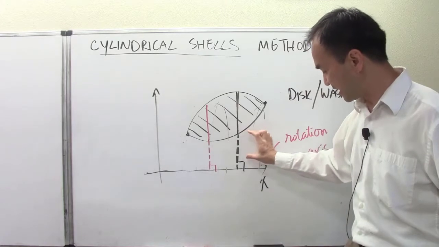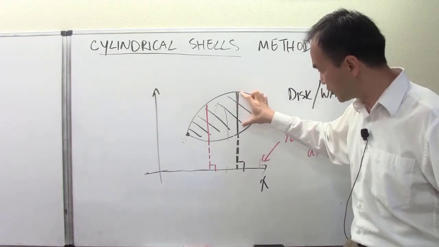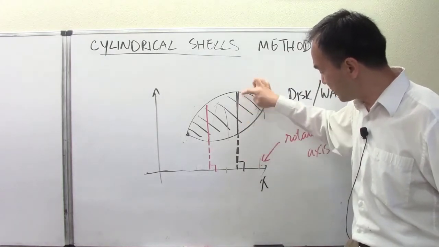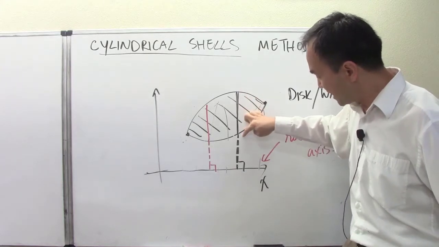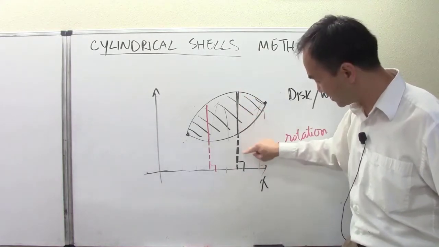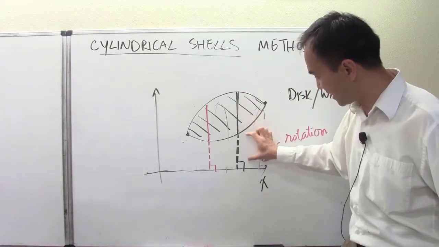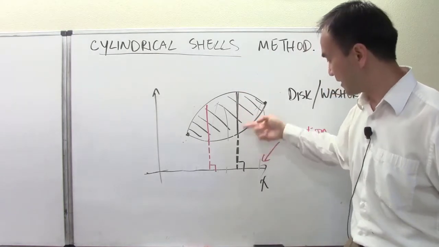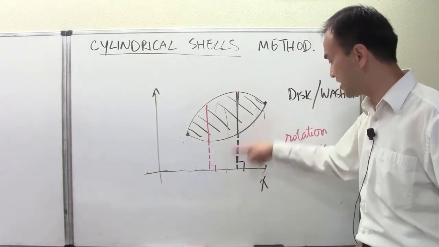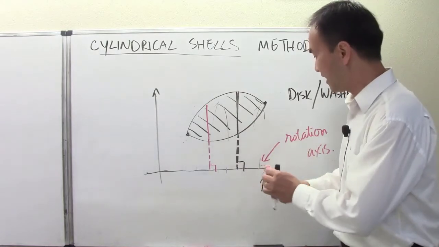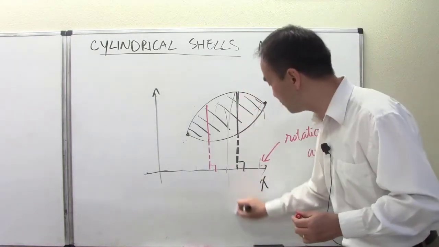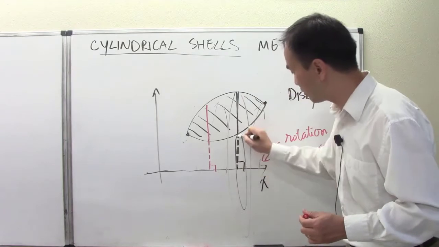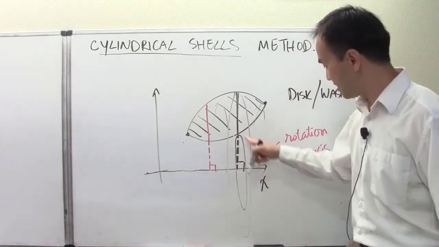If any stripe has a part that's outside, so that's why I'm doing dotted here, if any stripe has a part outside of the region, then rotating that, we will have an empty space, and our cross section becomes, instead of a disk, a washer.